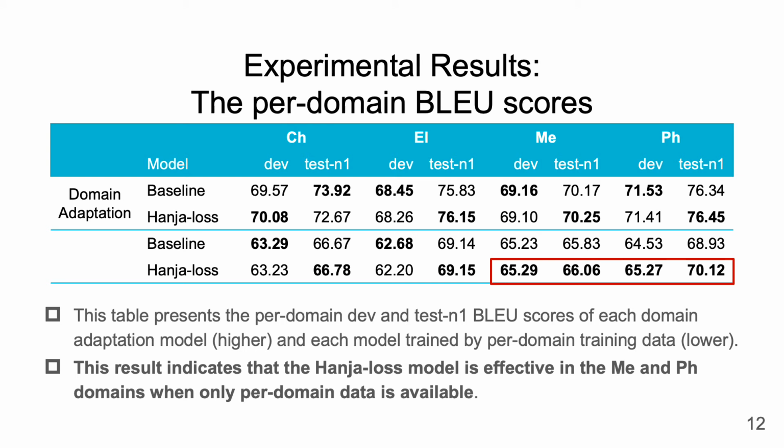Next, I show the per-domain BLEU scores. This table presents the per-domain DEP and test-N1 BLEU scores of each domain adaptation model and each model trained by per-domain training data. In the domain adaptation setting, there is no difference between the baseline and Hanja loss model. However, when we only use the per-domain data for training, the Hanja loss model achieves the highest scores in the mechanical engineering and physics domains. This result indicates that the Hanja loss model is effective in the mechanical engineering and physics domains when only per-domain data is available.